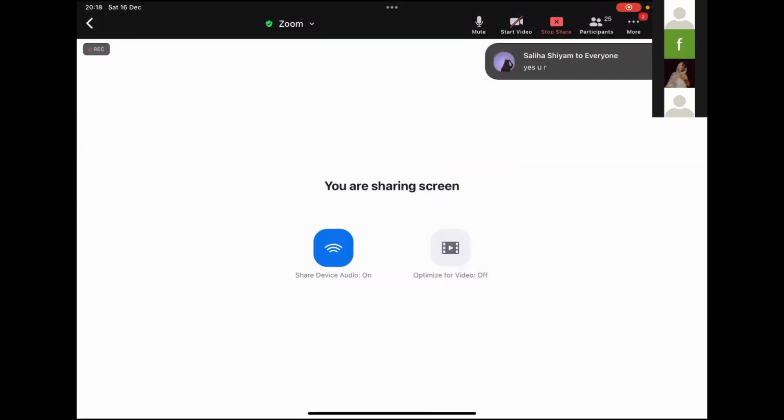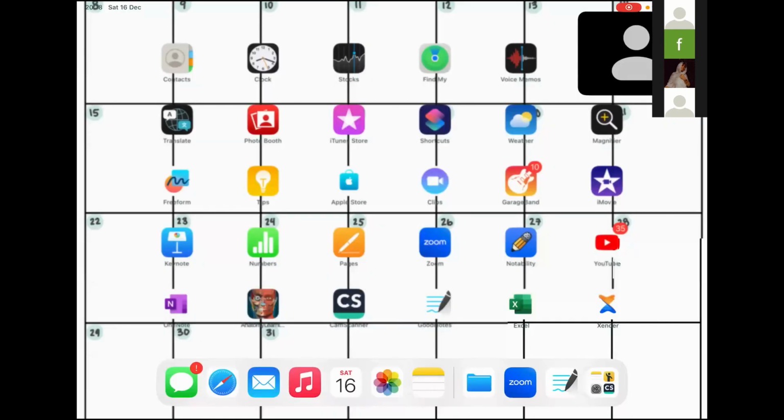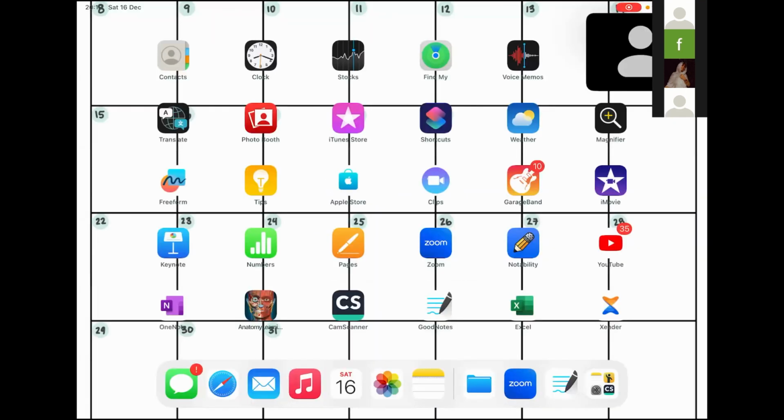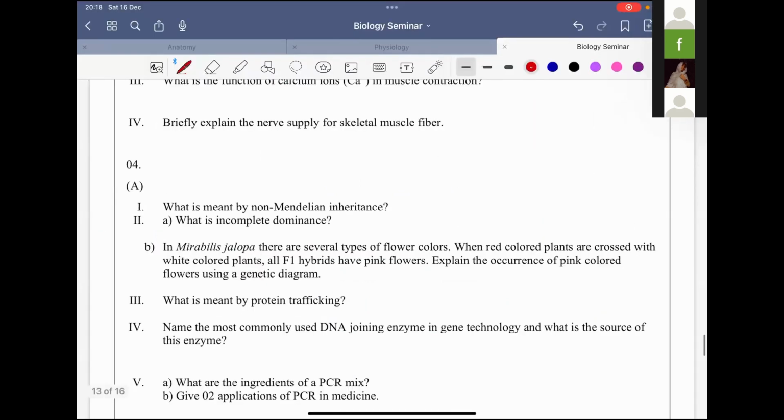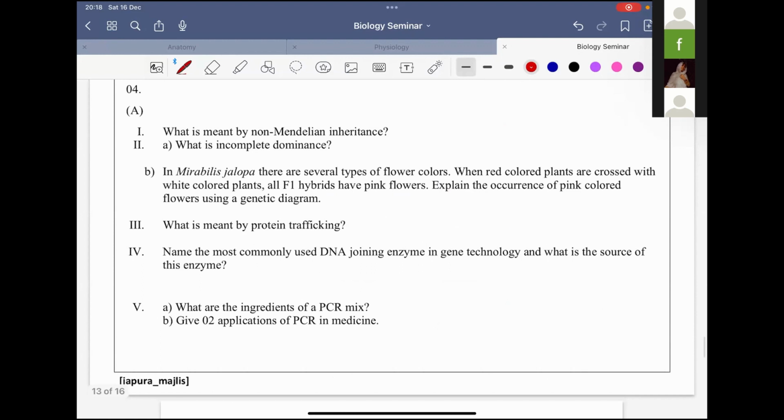Okay, so we'll continue with the structure paper. Next we are going to see the fourth structure. The fourth structure has three components, A, B, and C. A is about genetics and molecular biology, B is from environmental, and C is from microbiology. I'm not going to do microbiology because it is directly from the resource book, so I'm not going to explain it. You can just look at the answers or go through your resource books. We will be focusing on parts A and B today.